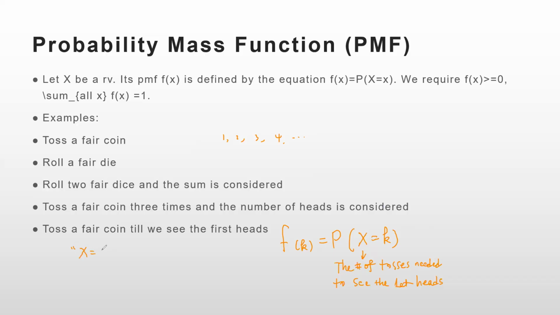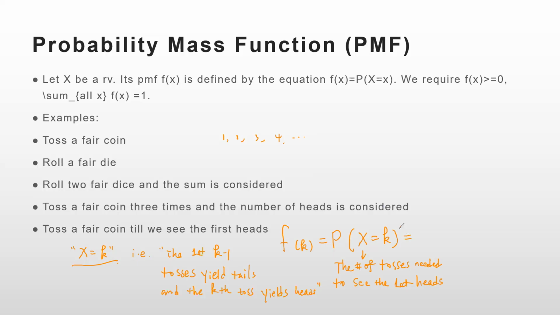So x equaling k is an event. This is equivalent to saying that the first k minus 1 tosses yield tails, and the kth toss yields heads. That's exactly what this event means. Now we can figure out the probability based on this understanding.